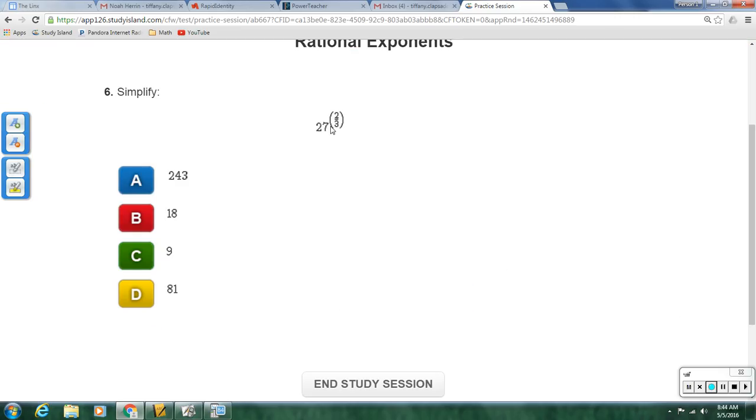Right, another one. Just put it right in your calculator. 27 to the 2/3 power. Those are easy ones. I doubt you would get something that simple on the test, but I'd be happy if I did. So really, that's the cube root of 27, which is 3, and 3 squared is 9. Got that, 9?